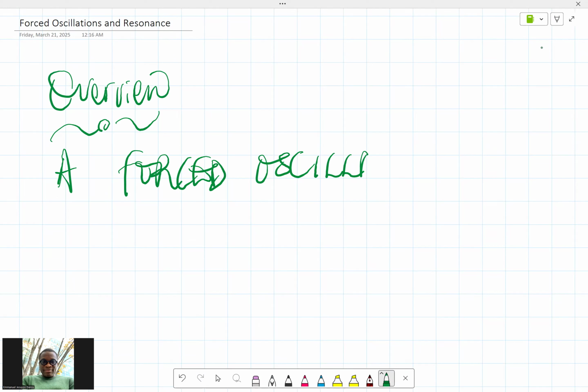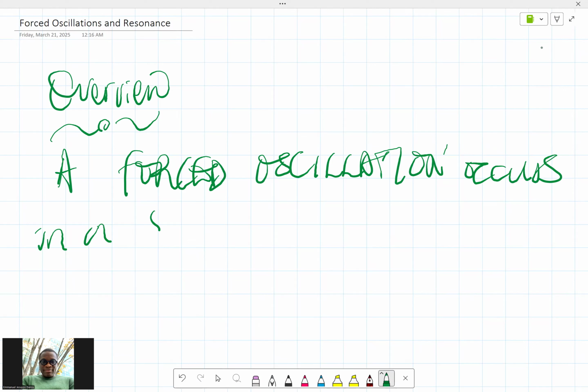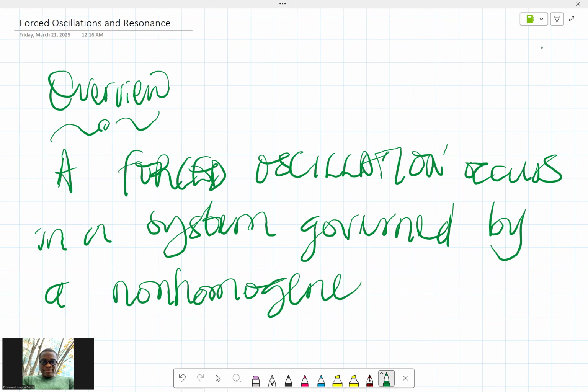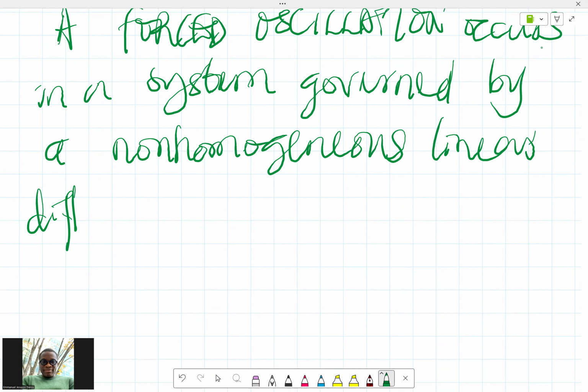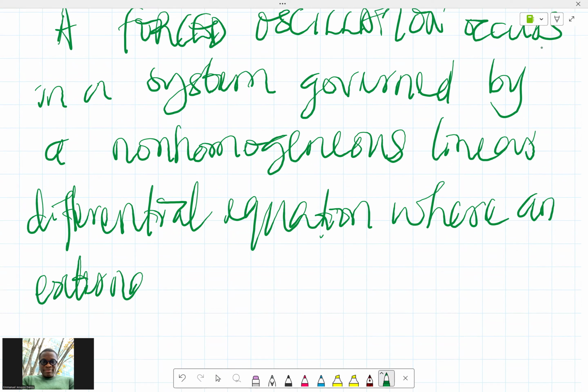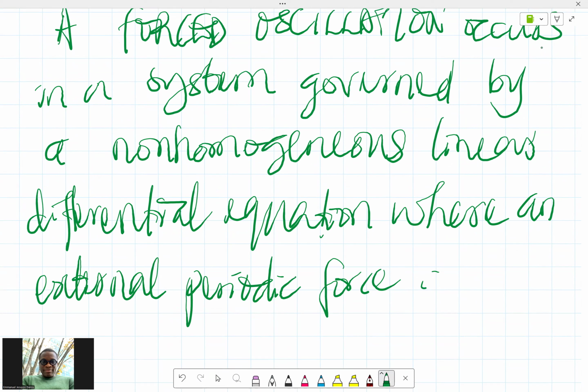A forced oscillation occurs in a system governed by a non-homogeneous linear differential equation where an external periodic force drives the system.